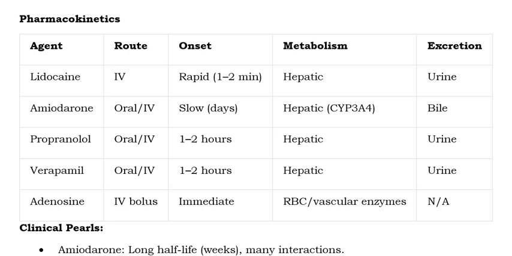What about propranolol and verapamil? Propranolol and verapamil, whether oral or IV, usually start working within, say, 1 to 2 hours. Both heavily metabolized by the liver, excreted in the urine. Pretty standard PK for many drugs.